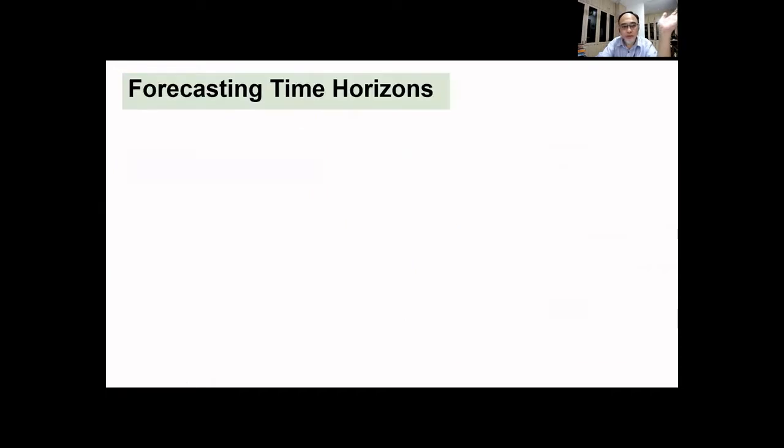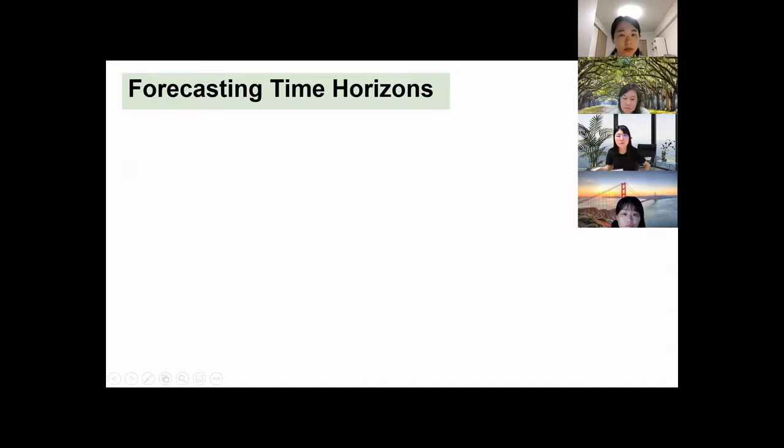Scheduling is also important. So when we talk about forecasting, we are going to talk about time horizons. How long do you plan ahead? How far ahead do you plan as a company? You plan 1 day, you plan 5 days, you plan 1 year. So this is the horizon.